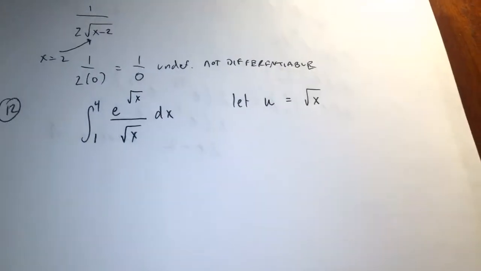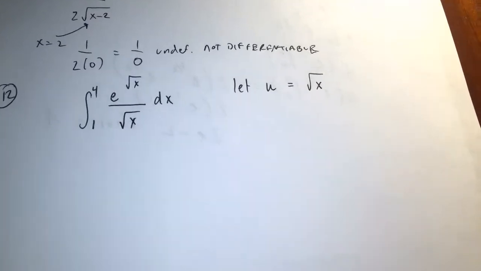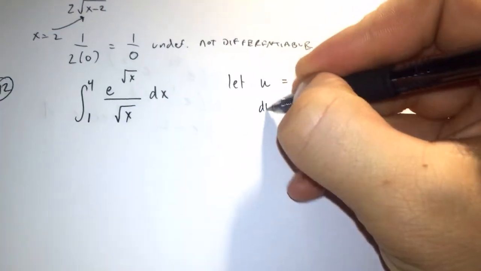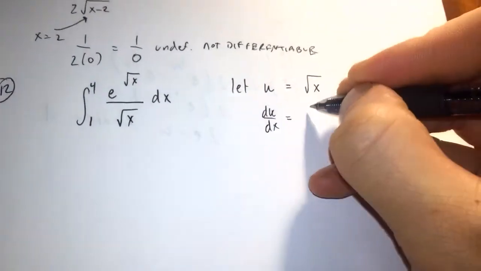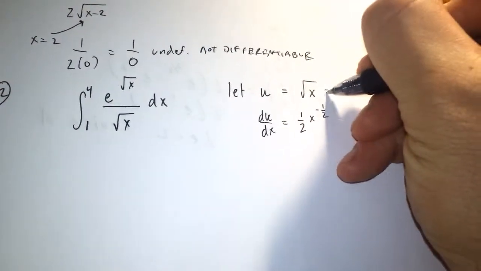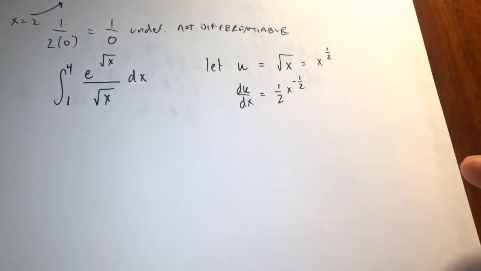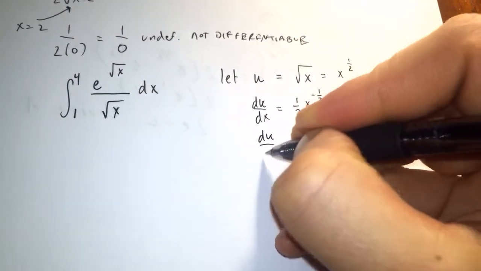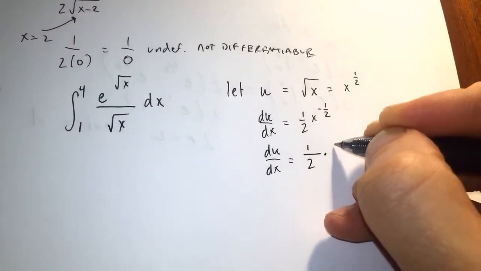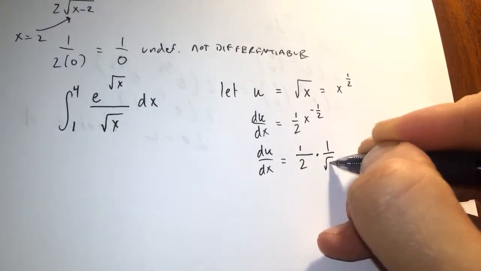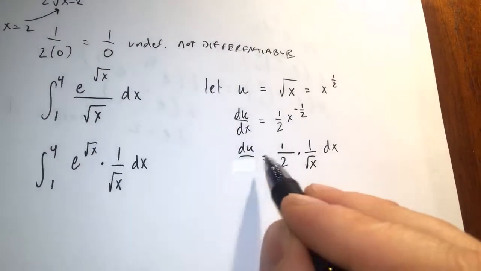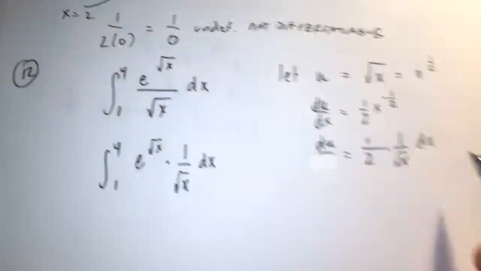For number 12, this is the start of the problem. They give you the integral of e to the square root of x over square root of x dx. They tell you let u equals the square root of x. So now, if I do du dx, I essentially have 1/2 x to the negative 1/2. That's because this is the same as x to the 1/2. I have du equals 1/2 times, basically, 1 over the square root of x dx. This should be du equals 1/2 times 1 over square root of x dx.